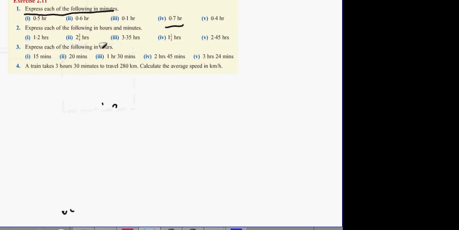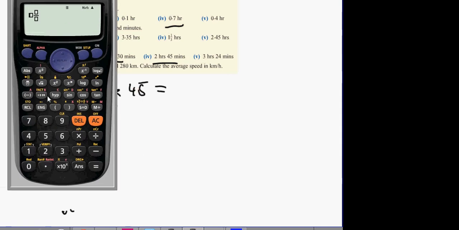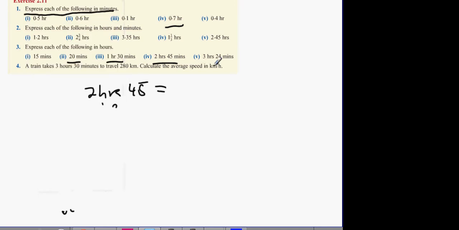So another one would be express the following in hours. When you're expressing these in hours, for example, 2 hours 45 minutes, the first thing you have to do is change it. It wants it in decimals. So guys, look at this. This button here comes in incredibly useful as well. This means 2 hours 45 minutes out of 60. And what that'll give you is 2.75 hours. It wants it in hours only. So this one here would be 2.75 hours.